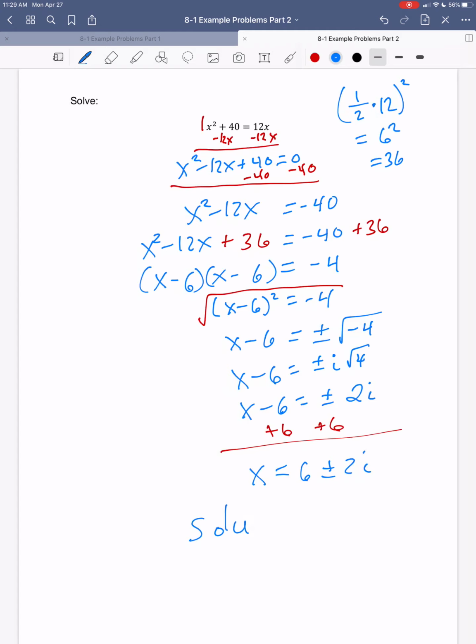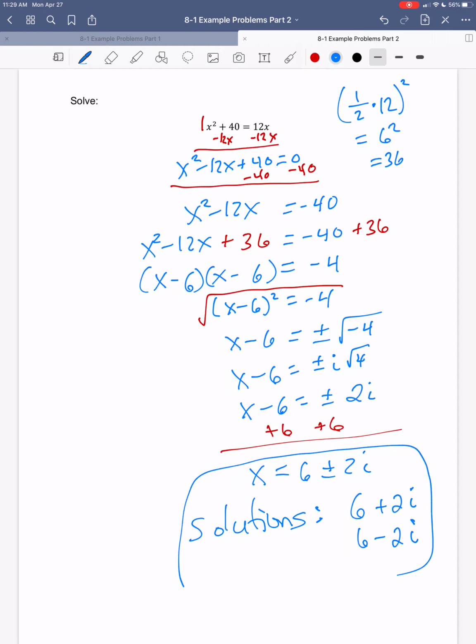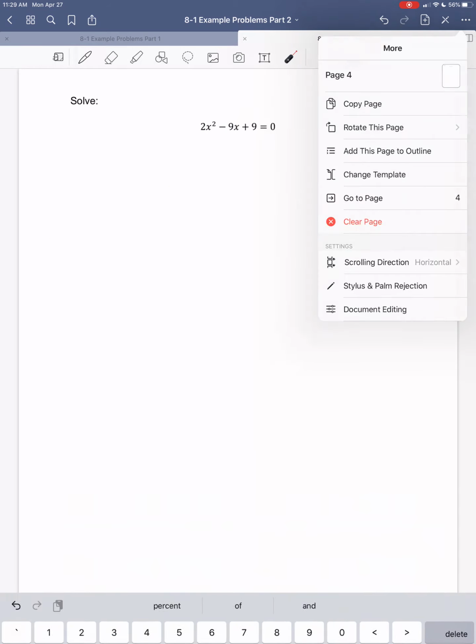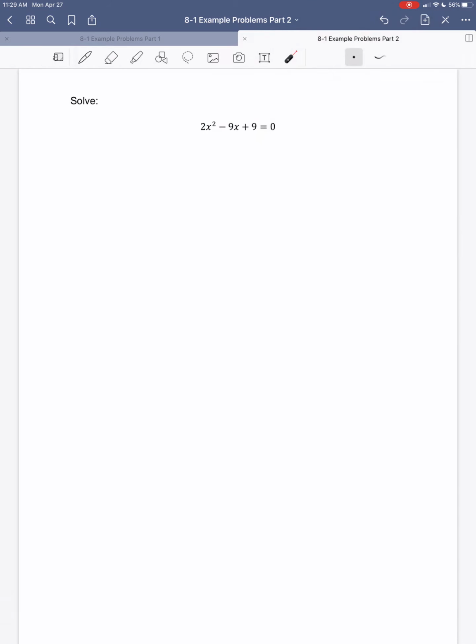So my solutions, I'm going to get 6 plus 2i and 6 minus 2i. And as I've been saying all the way along here, you cannot put the 6 and the 2 together. This has an i, this does not, so they're not like terms. Now these first three were set up so they were pretty easy to use completing the square with.